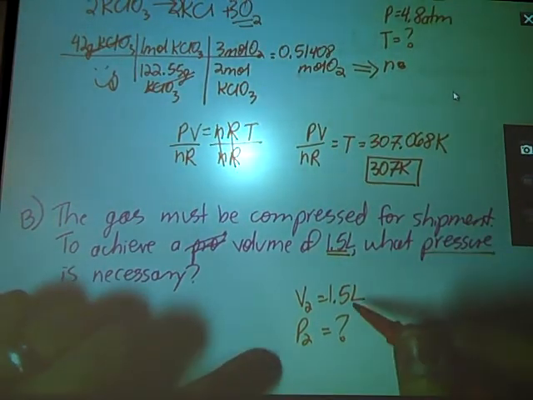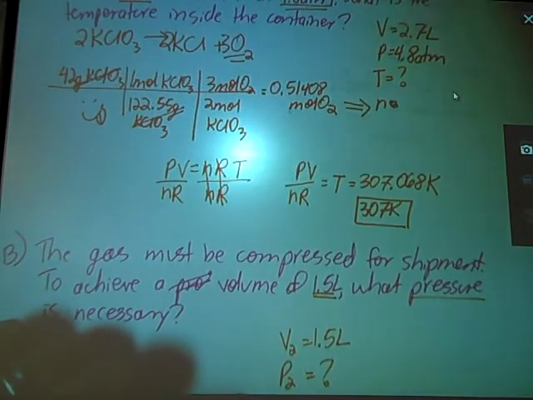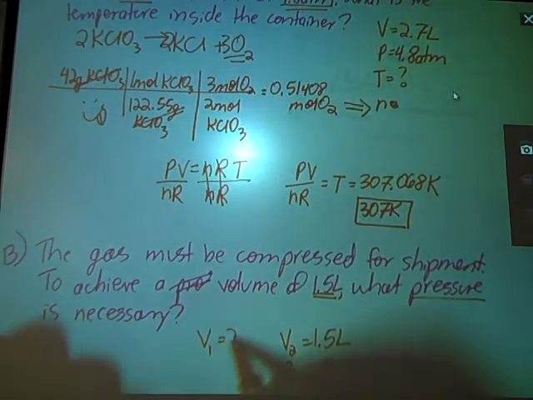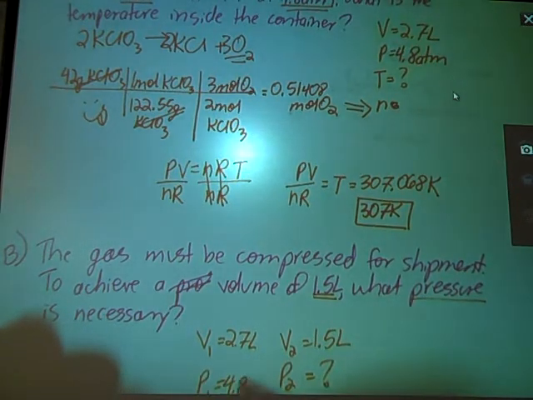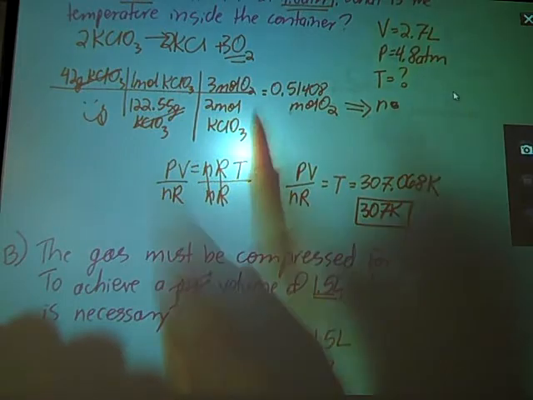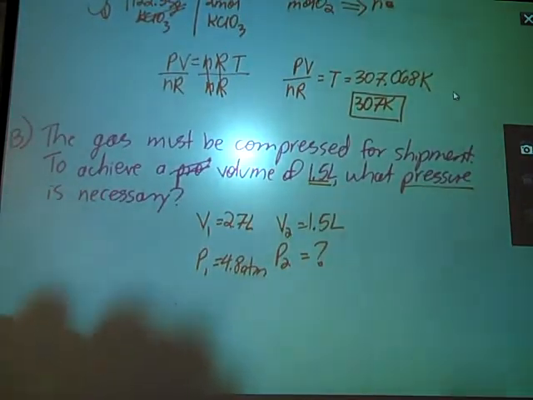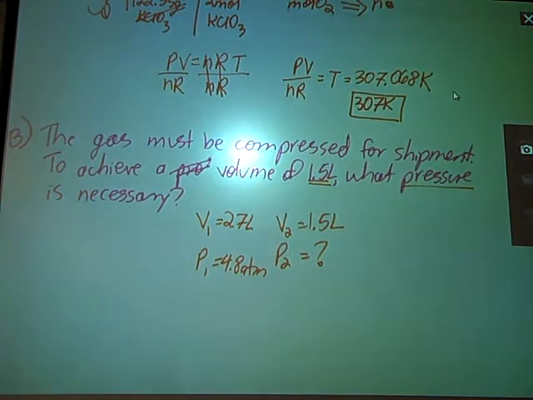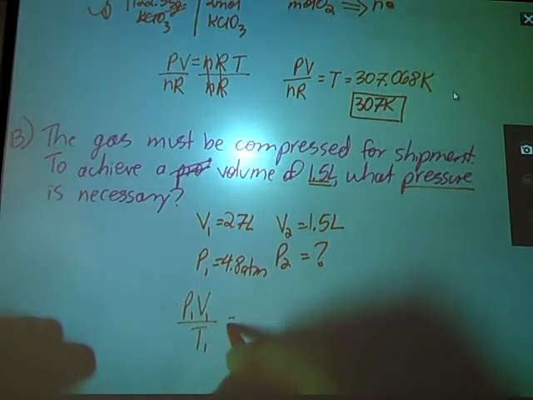So my initial pressure and volume have to come from back up here. So my initial volume was 2.7. My initial pressure was 4.8, all from that original big paragraph way up there. So I have two different scenarios. So this is not a PVnRT. This is combined gas law.